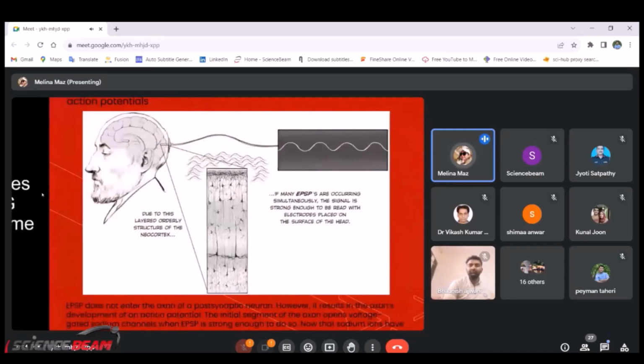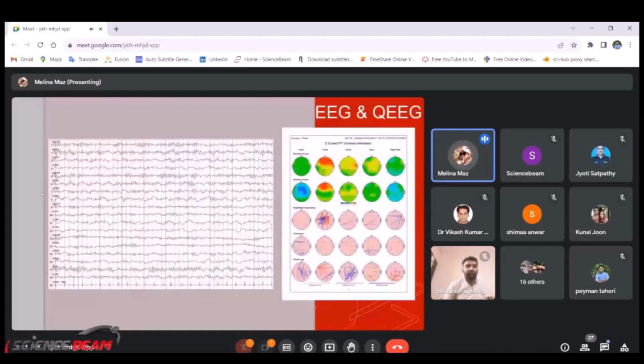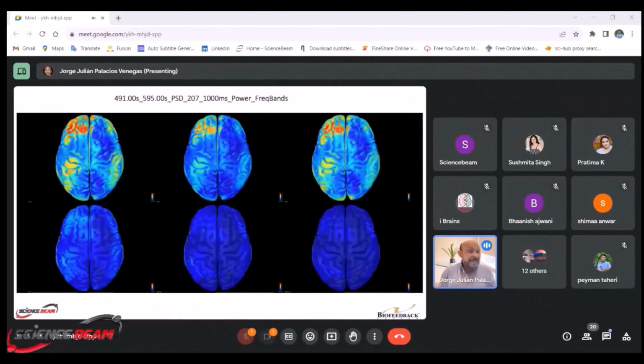If you look at the next slide, here we have two pictures. The picture on the left shows what an EEG would look like, with different waves, and each line is representing different areas of the brain. And this is one of the examples. This is the power frequency bands projected again in the brain model reconstructed from the MRI of the subject.